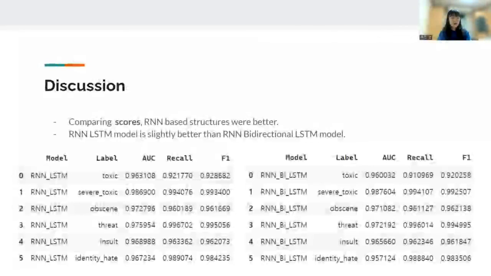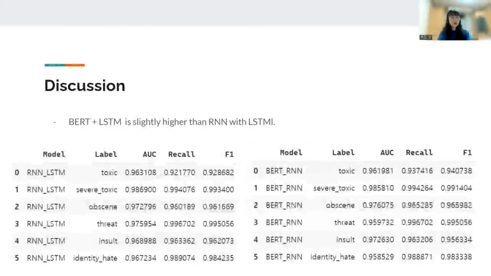Based on the result of the test dataset, we found out that RNN-based models show very high performance, so we wanted to compare in detail by numerical values. The table on the slide is the score of each label of each model. Comparing the scores, RNN LSTM model is slightly better than RNN bidirectional LSTM model. Also, we compared LSTM model and BERT plus LSTM model. BERT plus LSTM model is slightly better than LSTM model.